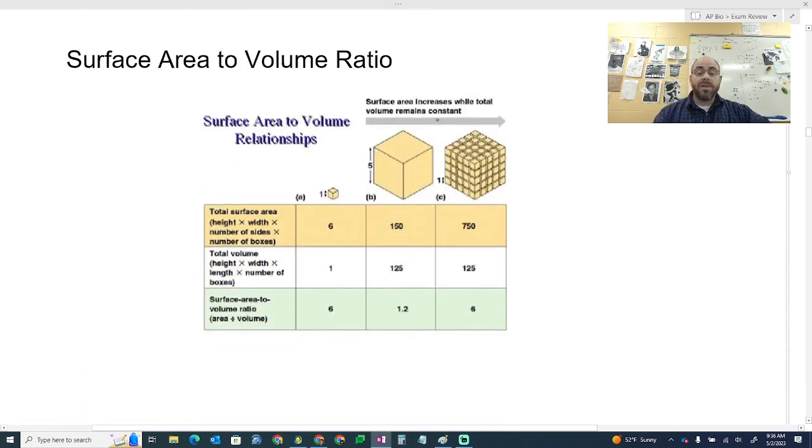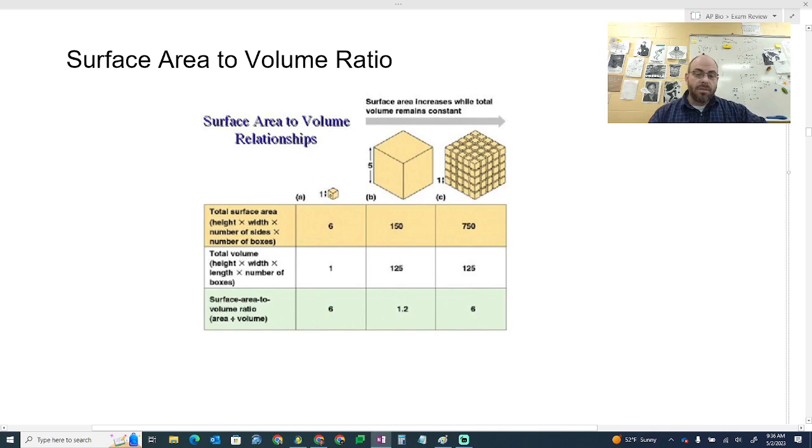Let's talk about surface area to volume ratio. Surface area to volume ratio will determine the efficiency of a cell. The higher the surface area to volume ratio, the more efficient a cell will be. So let's use this picture here. Surface area is a simple equation for a cube. It's just the area of one side times the number of sides.